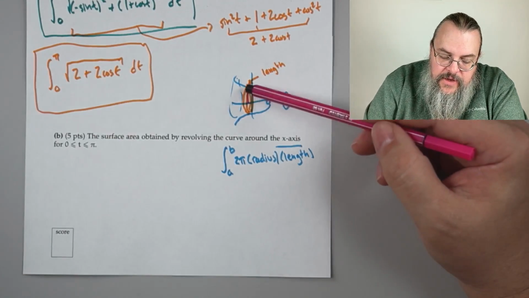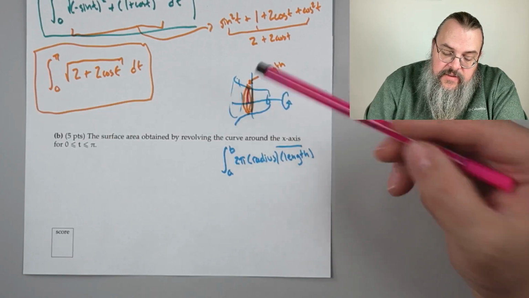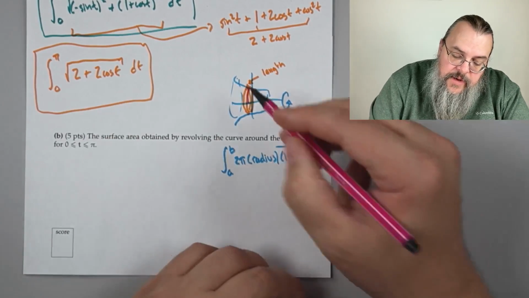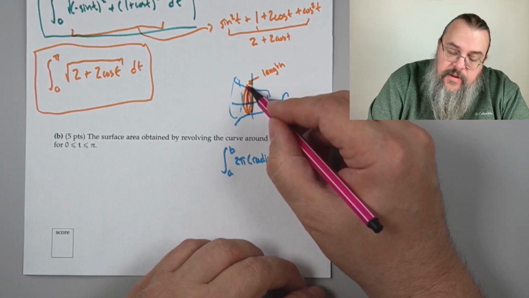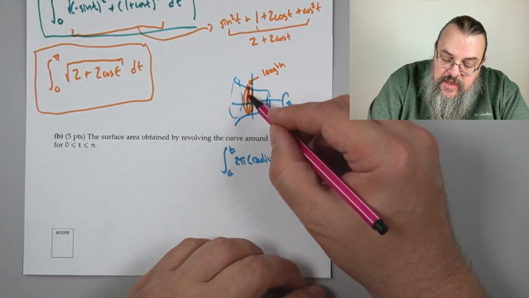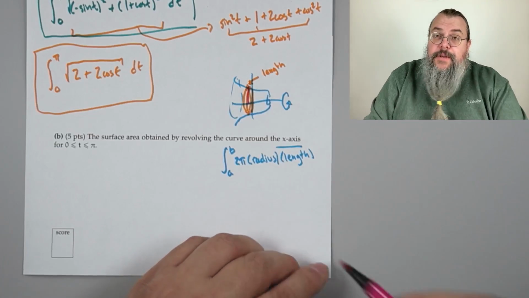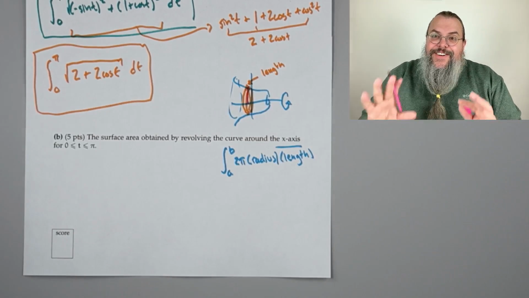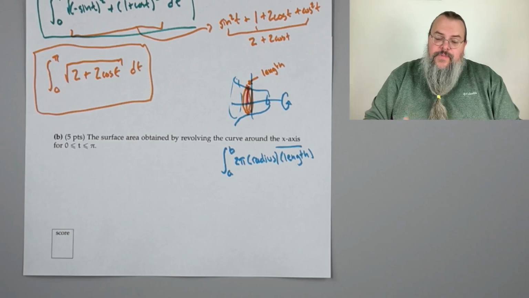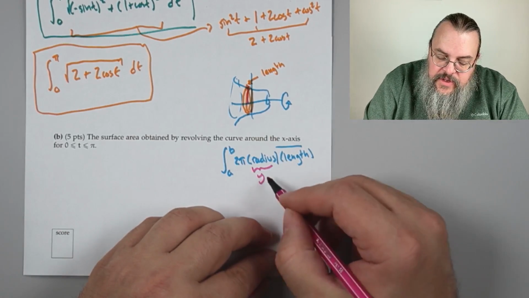So we're going around the x-axis. So around the x-axis, you say, okay, if I have a point here, x comma y, what's the distance down to the x-axis? Well, it's the y value. So the y value gives you your distance.